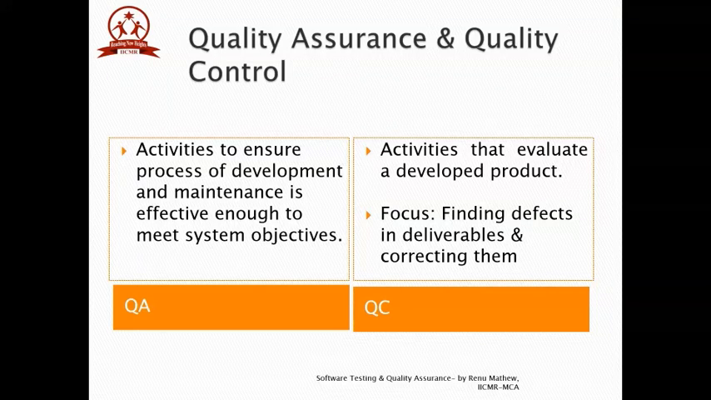Whereas quality control is a set of activities that evaluates a developed product. It is focused on finding defects in deliverables and correcting them. When QC is carried out, it verifies that developed software meets the set requirements and specifications. In short, we can say that quality assurance is aimed to avoid a defect, whereas quality control is aimed to identify and fix the defects.